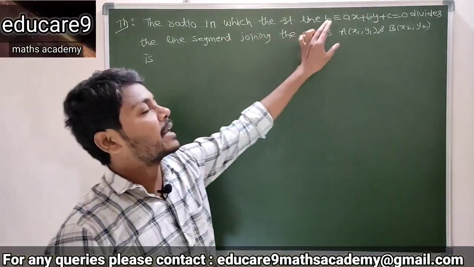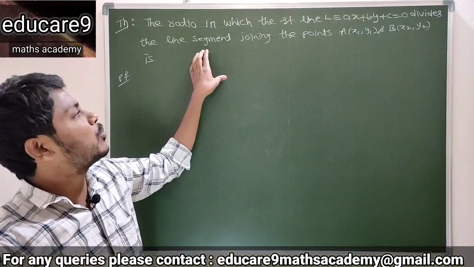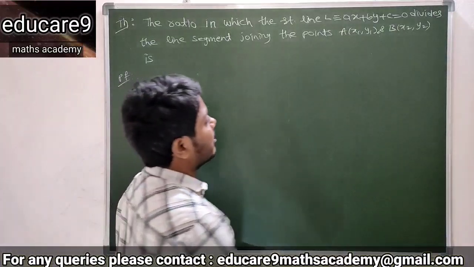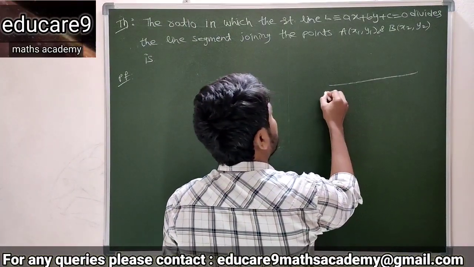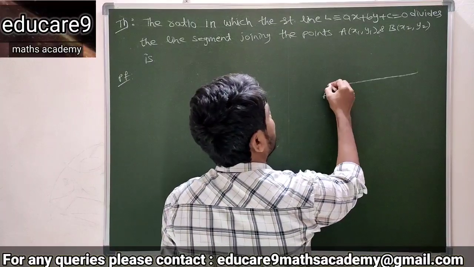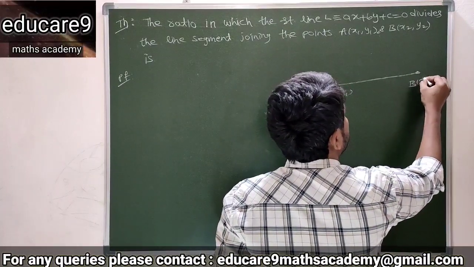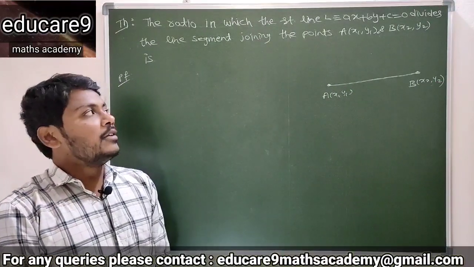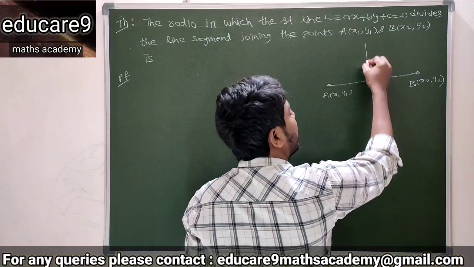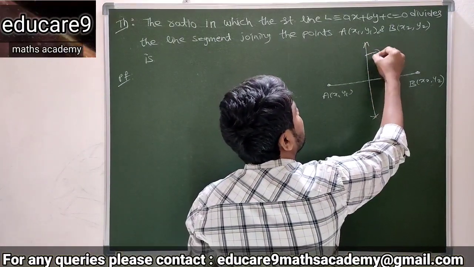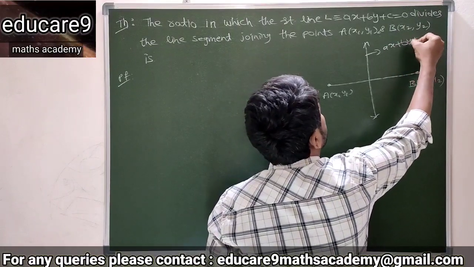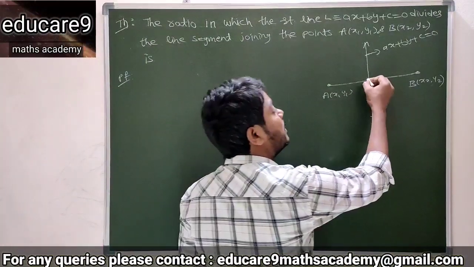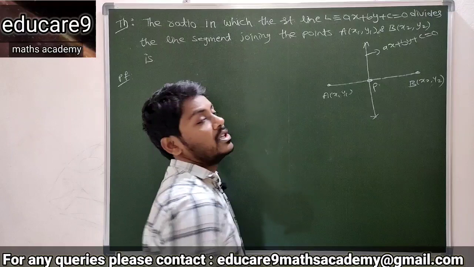What is the ratio in which a straight line divides the line joining the points A(x1, y1) and B(x2, y2)? For example, this is the line segment AB. Suppose this is the line L, that is ax plus by plus c equals 0. This line divides the line segment AB. In what ratio?